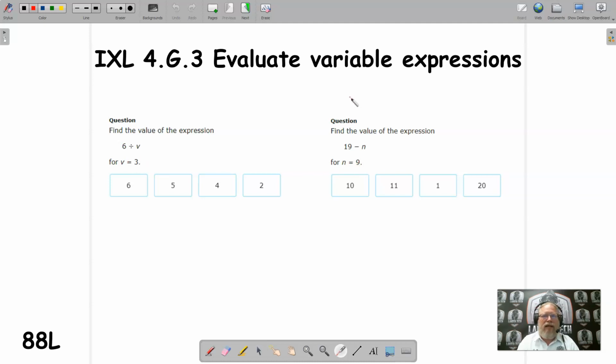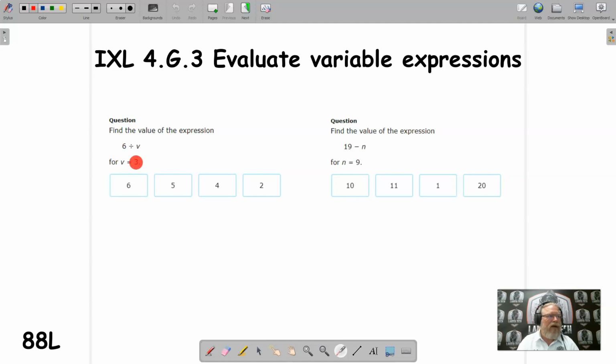But we could also call these algebraic expressions because once we start including variables into expressions or equations, we're then dealing with algebraic expressions or equations. That's the difference between regular math and algebra. Algebra involves variables. So on our first question here, it says 6 divided by v.